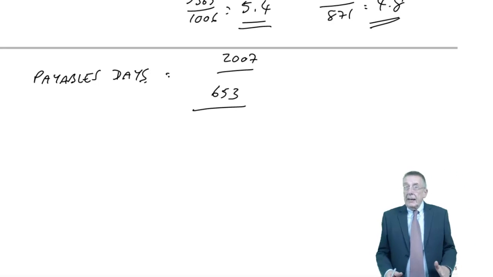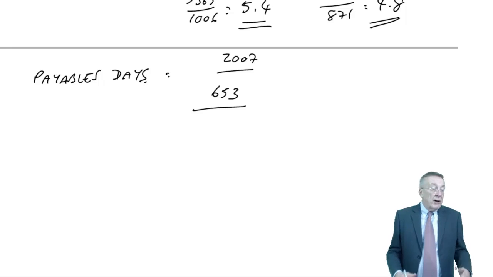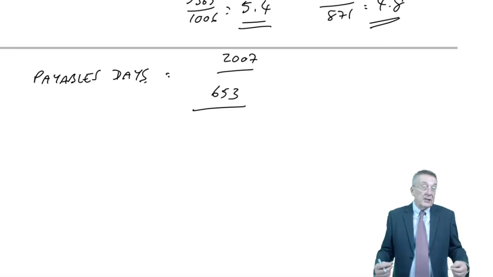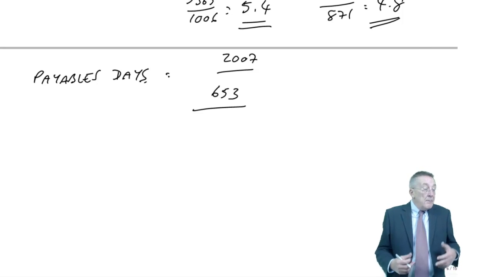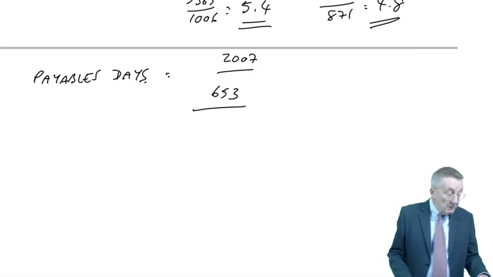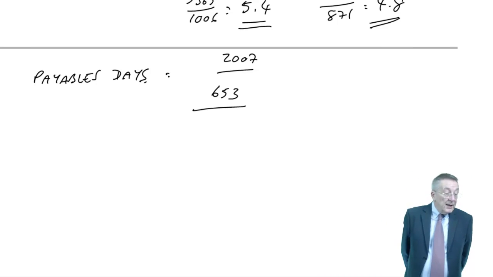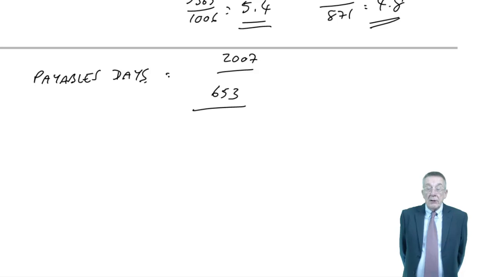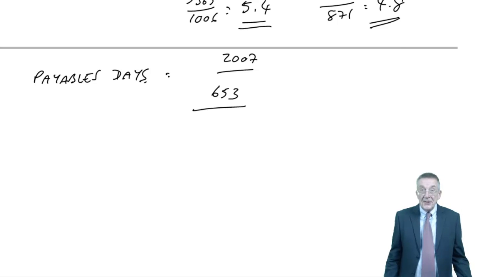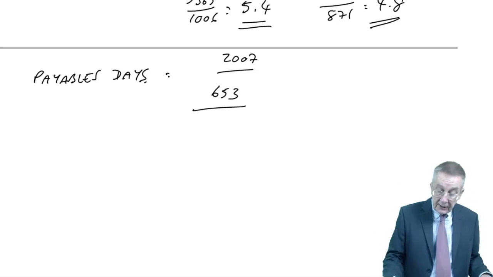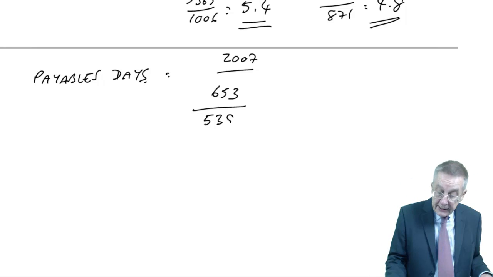Now, strictly, we should be dividing by the credit purchases, the purchases on credit. And if you know the figure, then obviously use it. Most times we don't. You only get summarised statements. We don't even know total purchases here, and so we've no choice but to use cost of sales, 5385.